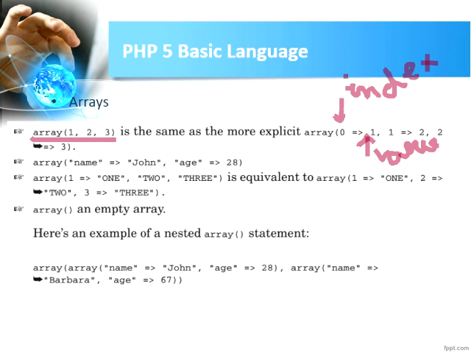We can use an index as a string. So in the second example, we write array(name => John, age => 28). Name is the index, John is the value; age is the index of the second element, 28 is the value. It's clear? If we write array() like this without any value, that means it is an empty array.